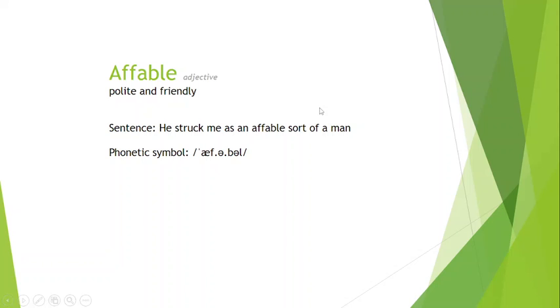Affable. Affable means polite and friendly. It's an adjective, and its sentence is: he struck me as an affable sort of man. The phonetic symbol of affable is right there.